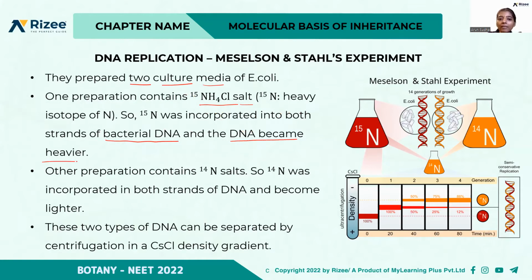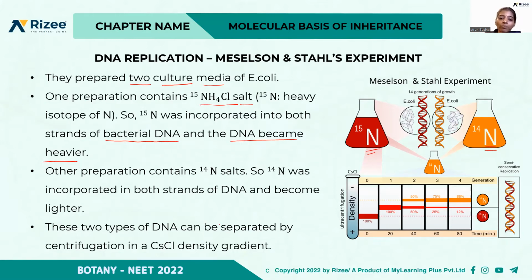First, they prepared the culture medium for E. coli, that is Escherichia coli. They took ammonium chloride salt with N15. The bacteria took up this N15, and it was incorporated into the bacterial DNA strands. Then another preparation contained the N14 salts. N14 was incorporated in both the strands of DNA, and this is lighter. The N15 isotope is heavier and N14 is lighter.